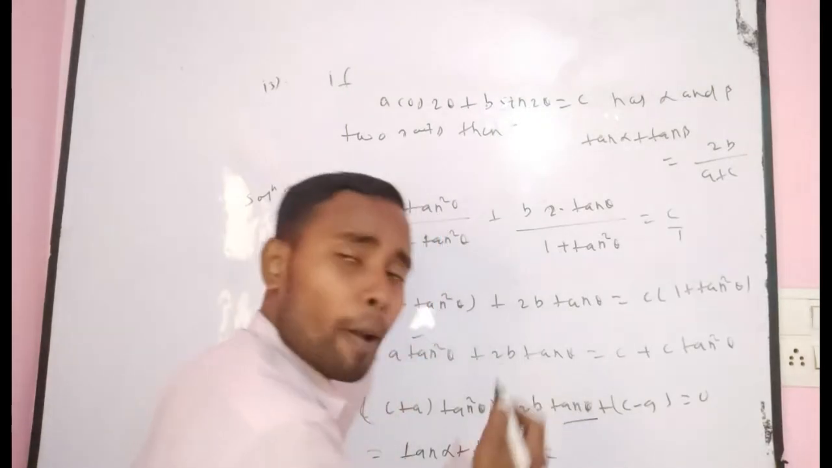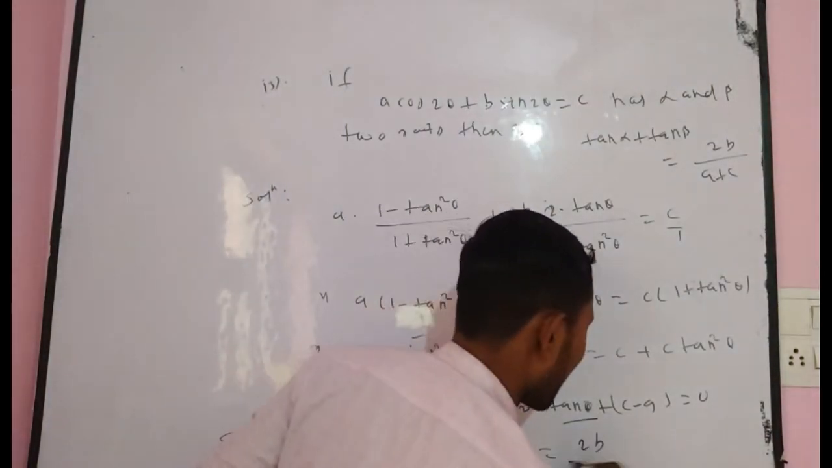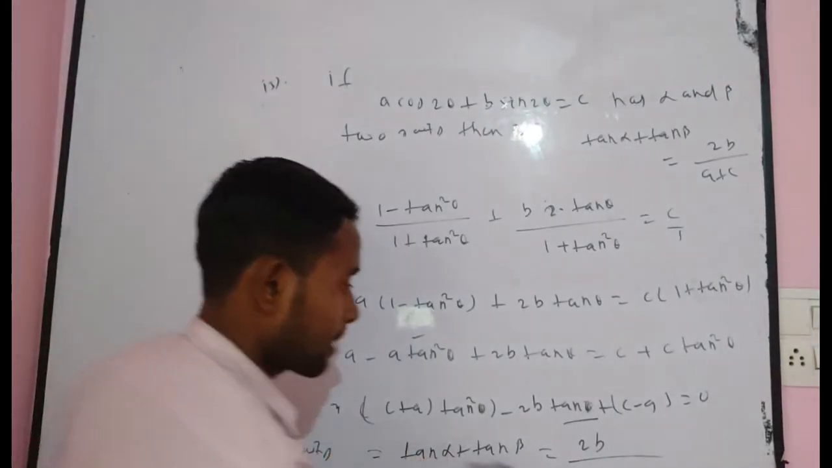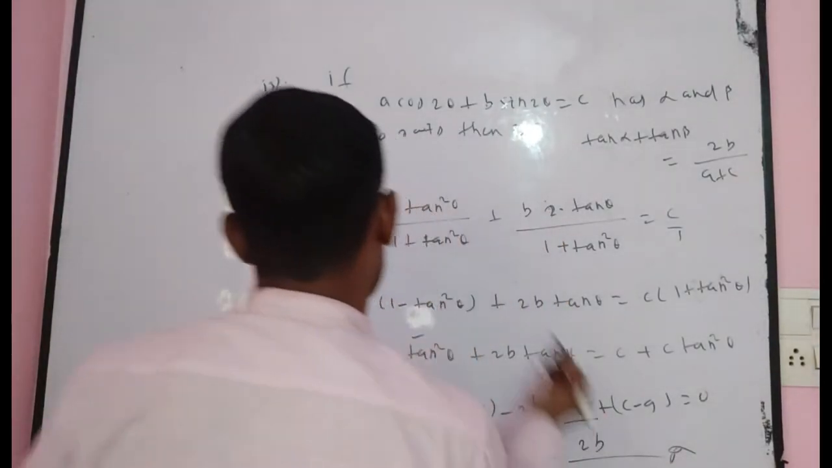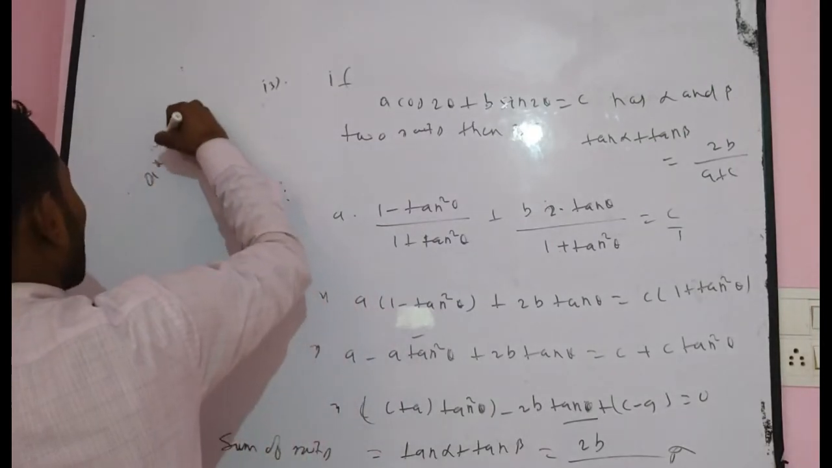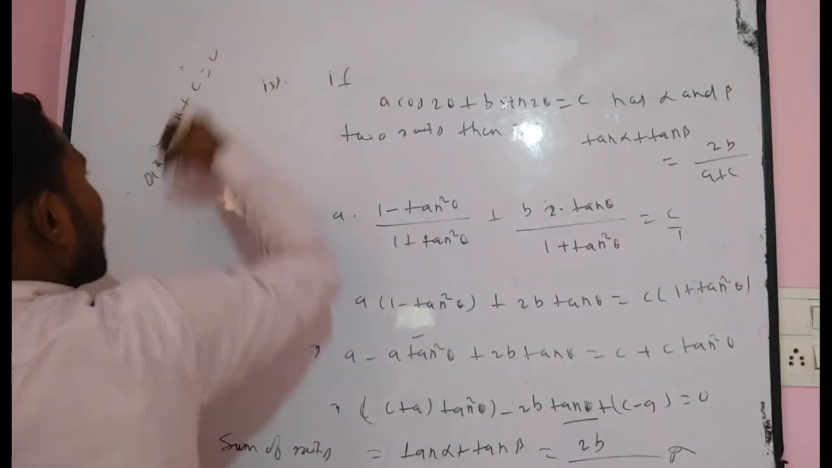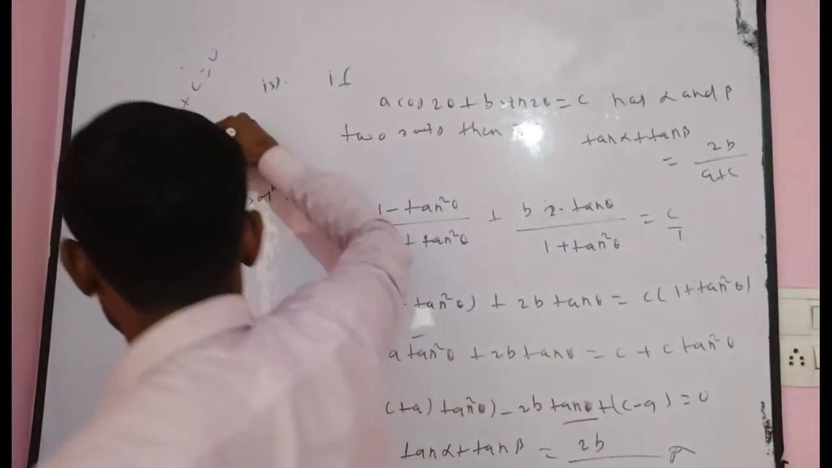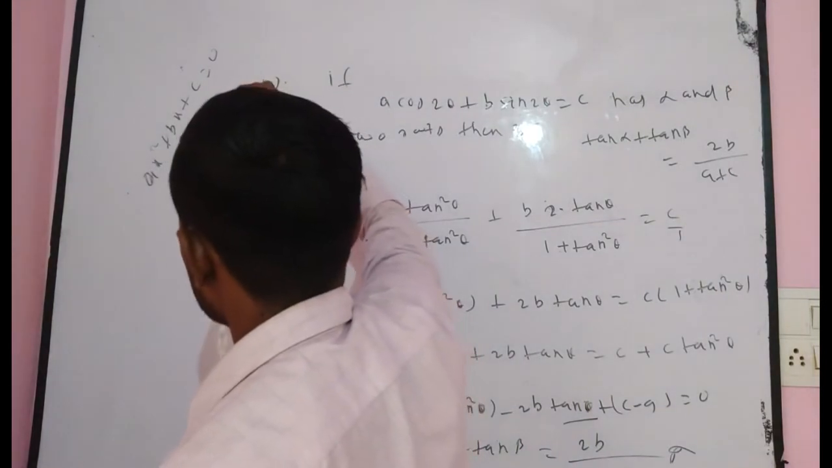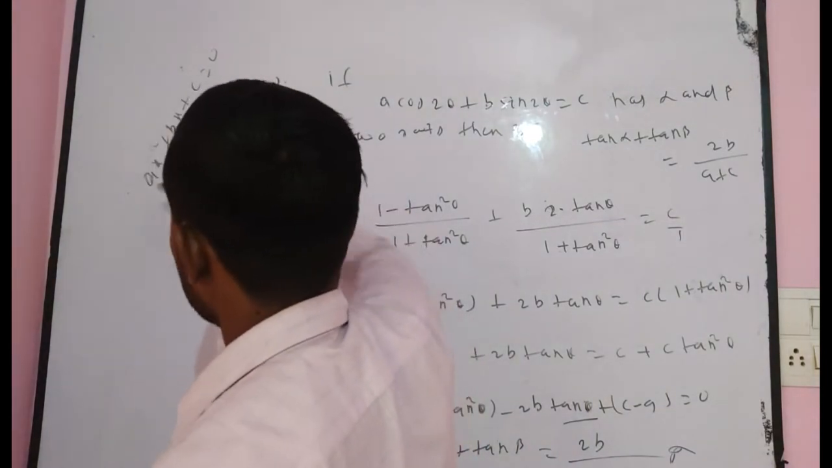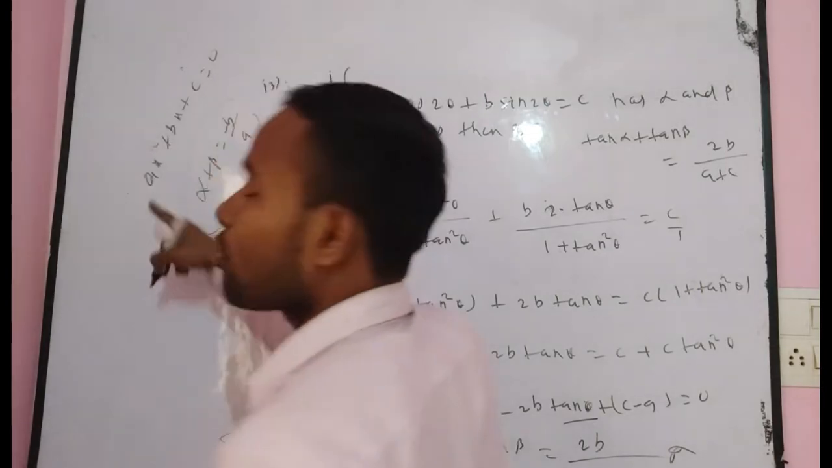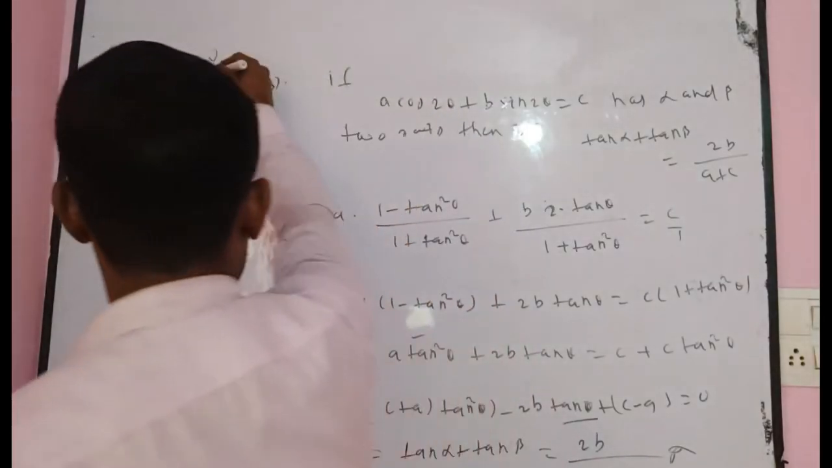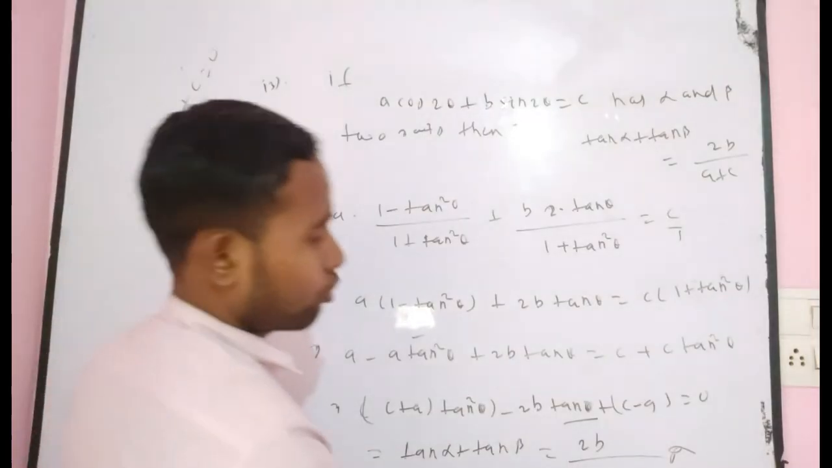Here x is taken as tan theta. So you write minus 2b divided by the coefficient of x square. X square means tan square theta, whose coefficient is c plus a. So it becomes minus 2b by c plus a. Here I have told you: if alpha and beta are roots of a quadratic equation, then alpha plus beta is minus the coefficient of x divided by the leading coefficient. I have done a similar process, so finally I get 2b by a plus c.